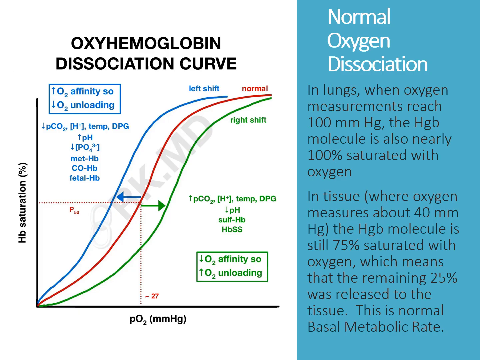So let's take a look first at this green line, and we're going to call this green line a right shift. Some of the things that might be present during a right shift are an increase of partial CO2, an increase of hydrogen ions, increased temperature, and an increase of that 2,3-BPG, or in this case, remember, DPG. Those are interchangeable. We're going to have a more acidic pH, so a decreased pH.